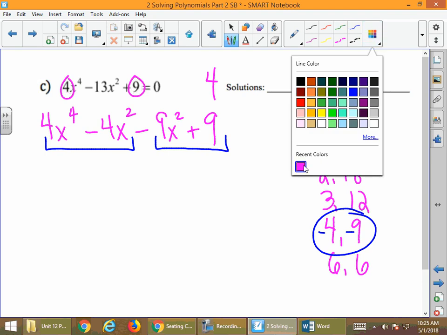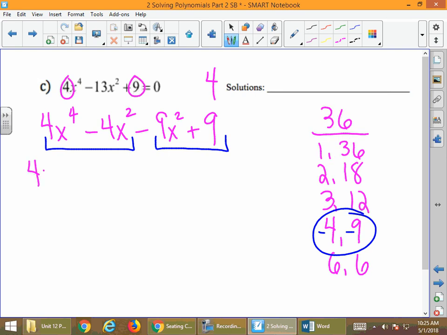And in our first group, we see that both terms have a 4 in them. And then it's going to be the lowest x term. So our greatest common factor is 4x squared. And when we factor that out, we're left with x squared minus 1. And yes, we have to write the 1. We had 4x to the 4th. We took out x squared. We still have x squared. 4x squared divided by 4x squared is 1.